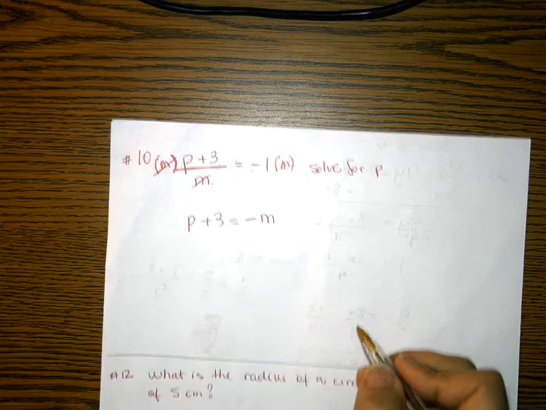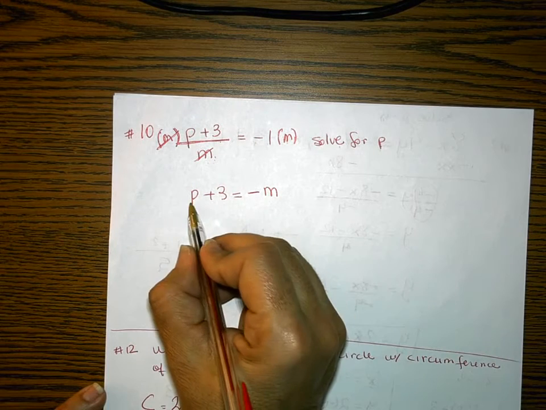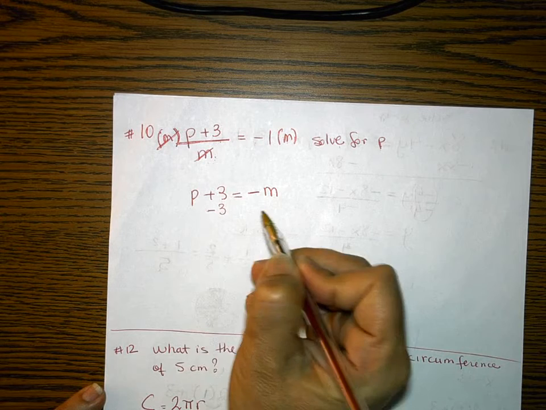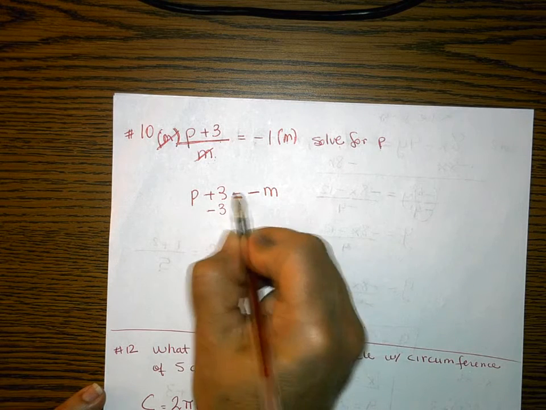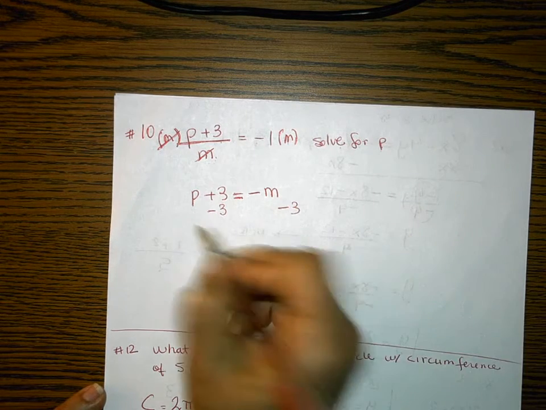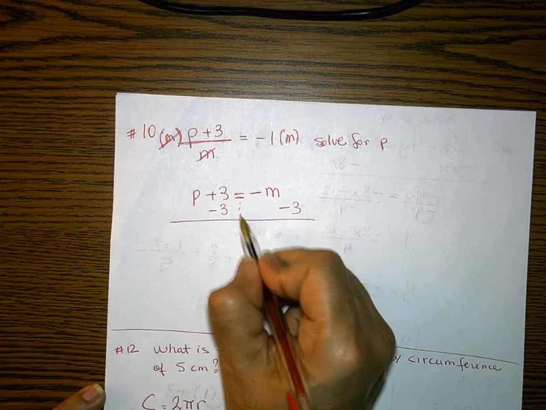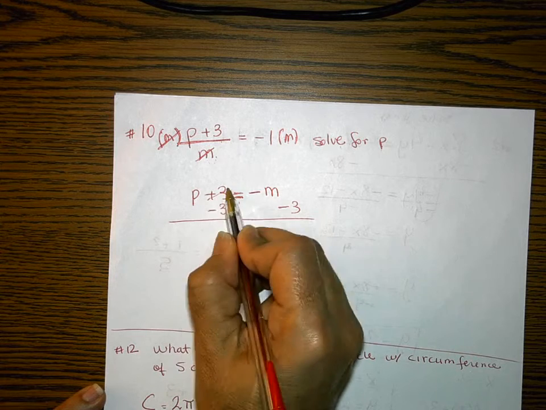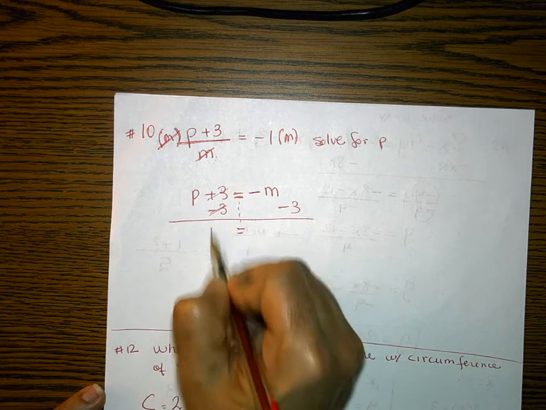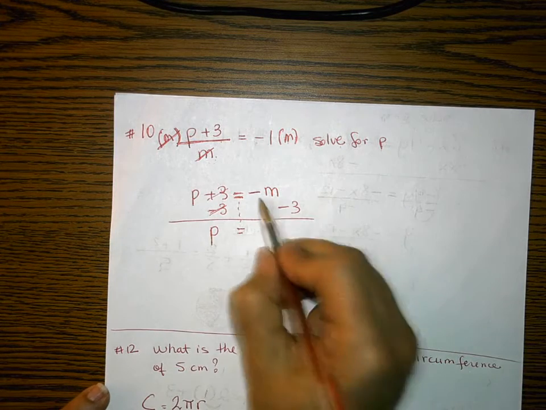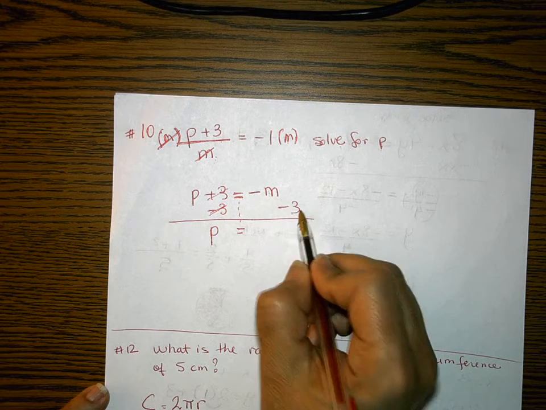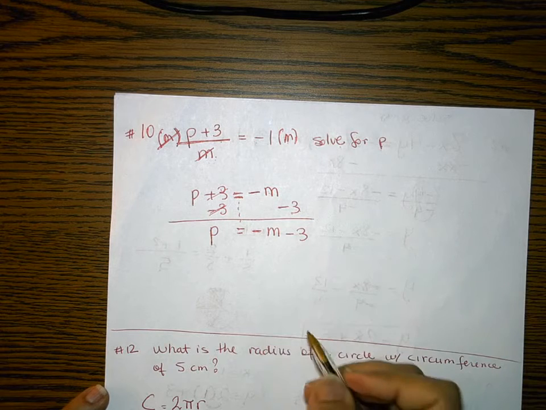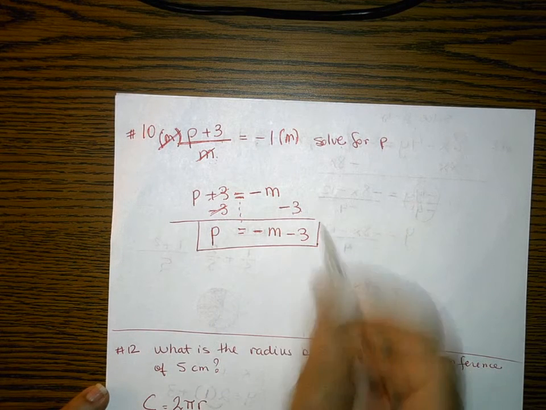That's always the step I'm going to use when I want to get rid of a denominator, okay? Now it's much easier. I want to get p by itself, so all I have to do is the opposite of adding 3, which is subtracting 3. But if I subtract from the left of the equal sign, I better subtract on the right of the equal sign, okay? It has to keep a balance. So p plus 3 minus 3 becomes 0, so I get p all by itself. And negative m and a 3, they're not alike terms, so we're going to have negative m minus 3. And there's our answer. P equals negative m minus 3.